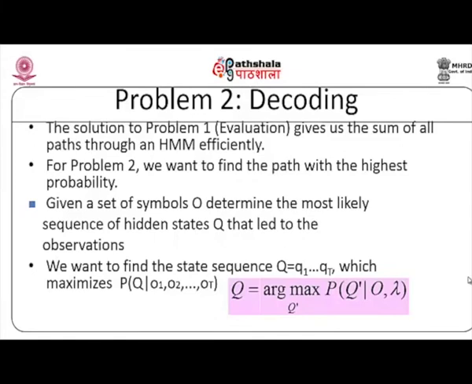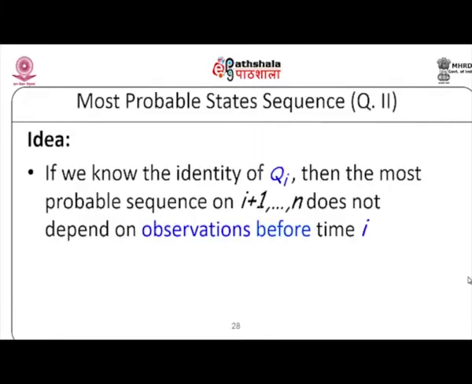In other words, we want to find Q dash, which is a sequence of states; it could be any of a number of sequences of states. We want to find that particular sequence which maximizes my probability given the sequence of observations and the model. So, the most probable state sequence is what problem 2 asks for. If we know the identity of Qi, then the most probable sequence from i plus 1 to n does not depend on the observations before time i, that is of course the idea.